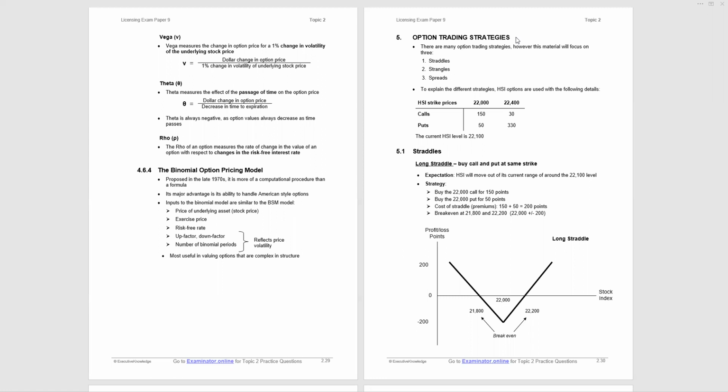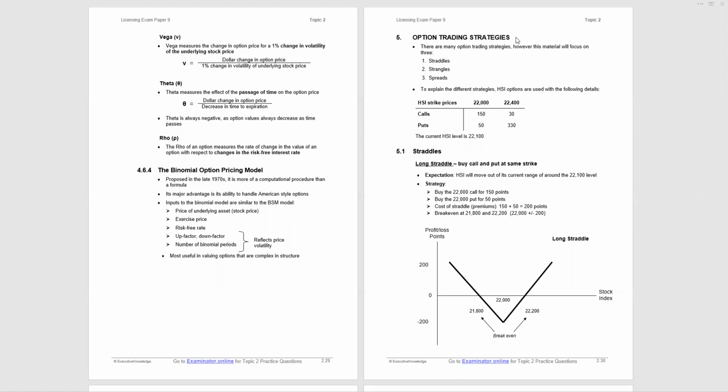Well, you're not going to sell at 22,000. You're not going to exercise when the current level is 22,100. So that 50-point price of the put option is time value. Equally, for the 22,400, the call is out of the money, so the 30 is pure time value, whereas the put is in the money because you've got the right to sell at 22,400 when the current price is 22,100. 300 of that price will be intrinsic value, 30 will be time value. Okay, let's look at the different strategies.